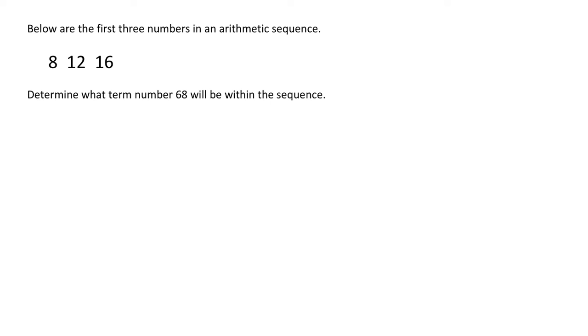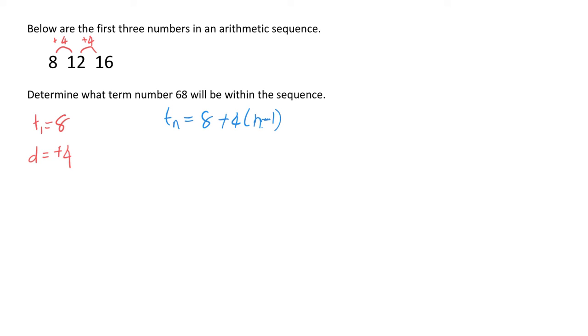The first thing I need to do before I can determine what the term number is, is determine what the rule is going to be. To determine the rule, I need the first value and the difference. My first value is going to be 8. Having a look at the numbers, I can see that each time I'm increasing by 4, so my common difference is going to be plus 4. That gives me enough information to write the rule. So Tn is equal to 8 plus 4(n minus 1).